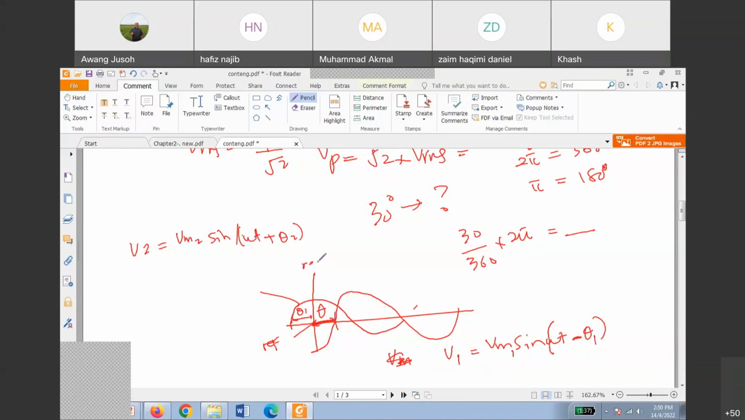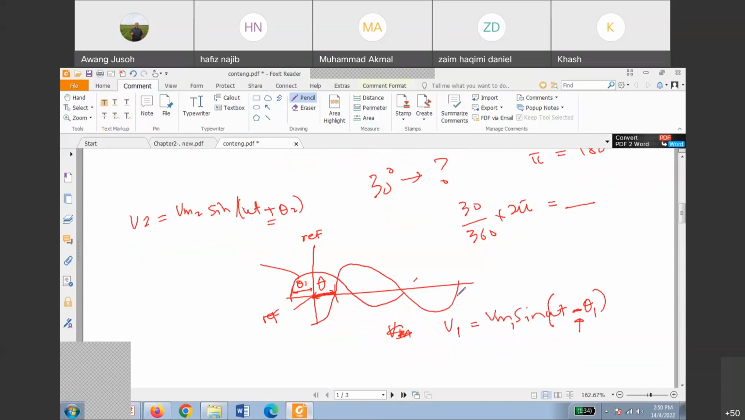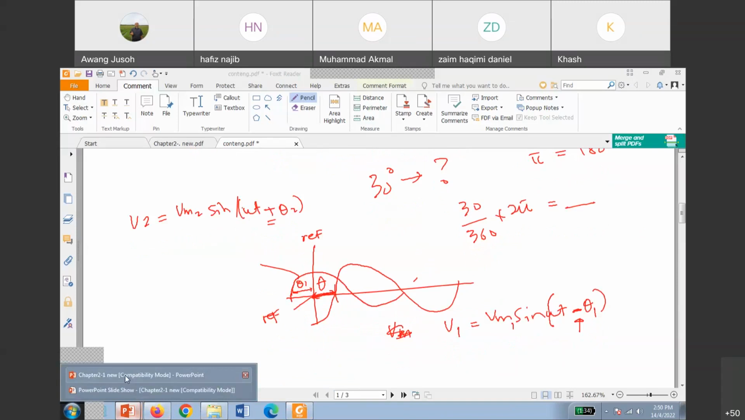So that is phase shift relative to the reference point, whether it is leading or lagging. If it is leading, you put plus. If it is lagging, we put minus. That is the meaning of phase shift. There must be a reference point. Can you understand that? Back to here. Alright.